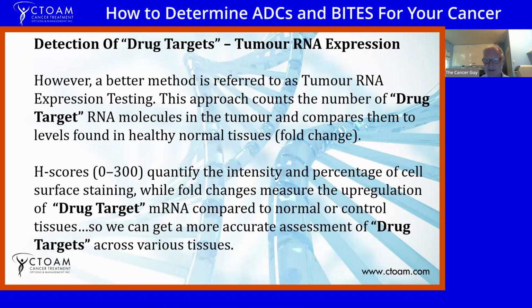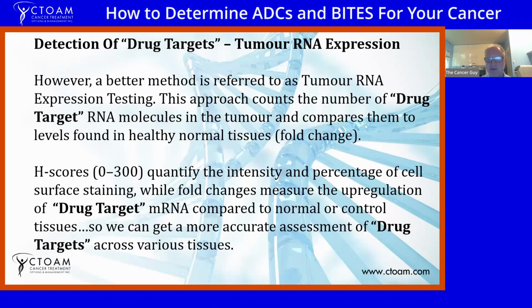However, as I mentioned, there's a much better method, and that's referred to as tumor RNA expression testing. This approach counts the number of drug target molecules being produced by the cell. In other words, the RNA molecules being produced by the cell in the tumor and compares them to levels found in healthy normal tissues and comes up with a fold change. In other words, how much is that particular marker overexpressed compared to what it would be in normal tissues?